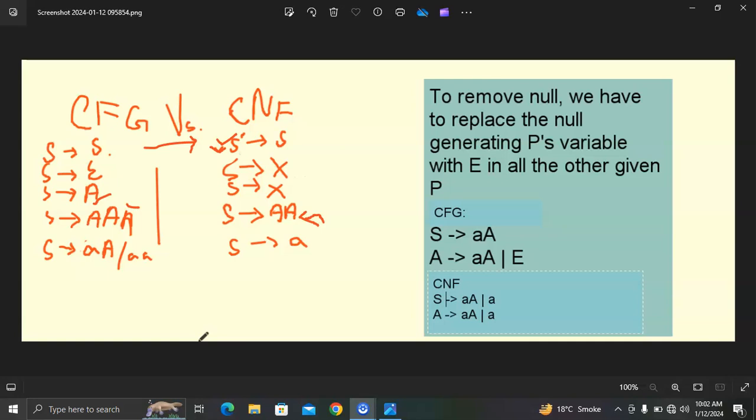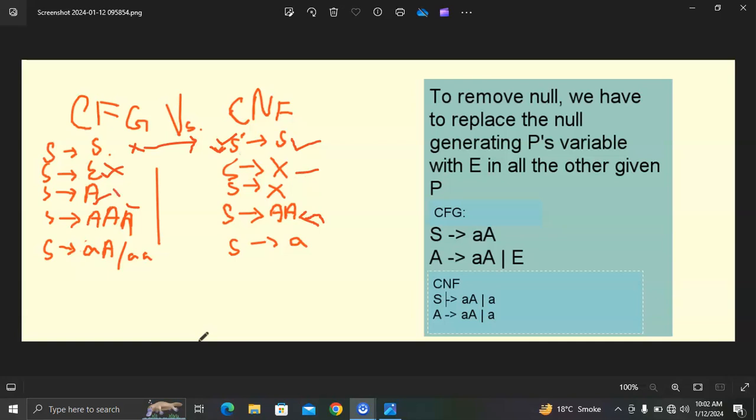So let's start with the null removal process, which is the second step. In the first step, we are only supposed to create this S dash production rule in case we have S at the right hand side of a production rule in CFG. If we don't, then we do not have to follow this step. In the second step, we only follow this step if we have epsilon at the right hand side of a production rule in CFG. If we don't, then we also ignore this step. We will head over to the third step.